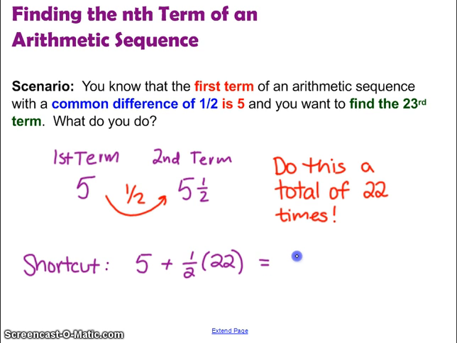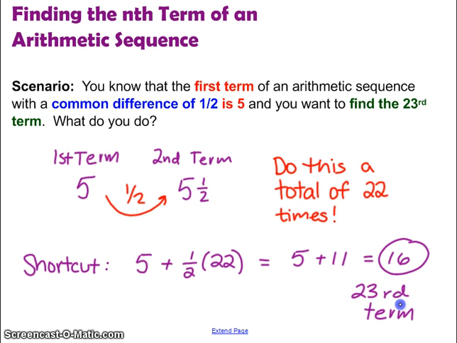So that's easy. You can do a half times 22, which is 11, and get 16. So 16 is your 23rd term. And you would have gotten the same thing if you had sat and added a half 22 times, but this is way easier.